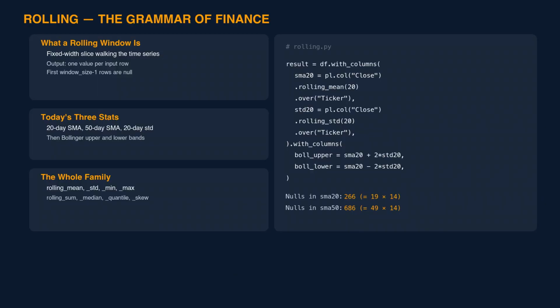A rolling window is a fixed-width slice that walks down the time series, recomputing a statistic at every step. If returns are the language of finance, rolling windows are the grammar. 20-day moving average, 20-day rolling volatility, Bollinger bands.